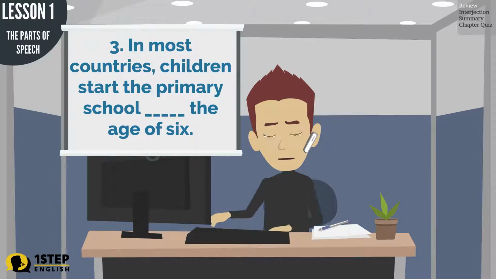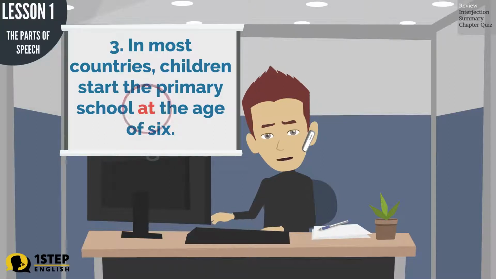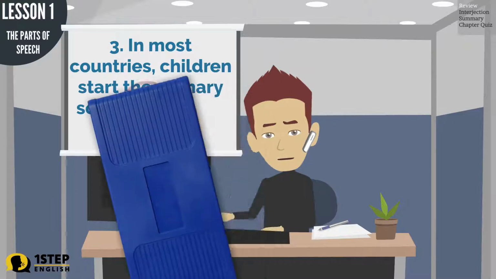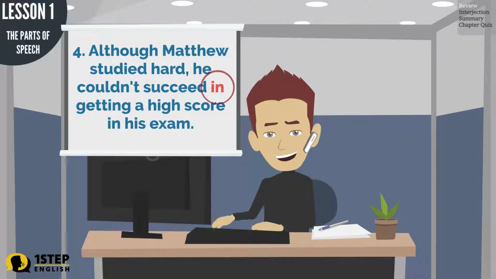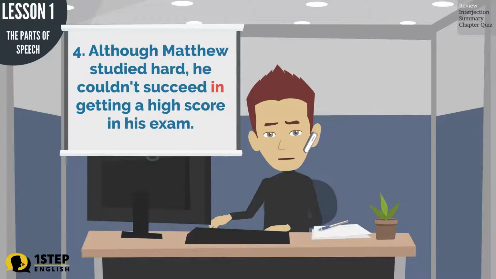3. In most countries, children start the primary school blank the age of 6. Check your answer. At. In most countries, children start the primary school at the age of 6. 4. Although Matthew studied hard, he couldn't succeed blank getting a high score in his exam. Check your answer. In. Although Matthew studied hard, he couldn't succeed in getting a high score in his exam.